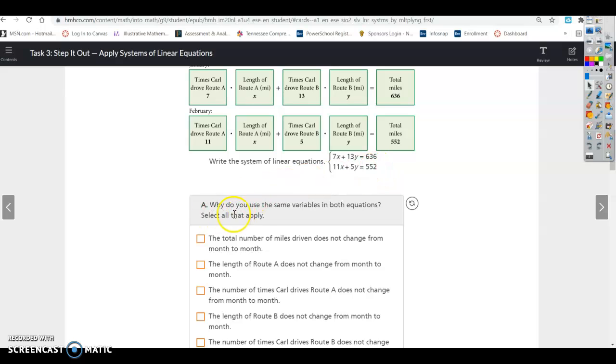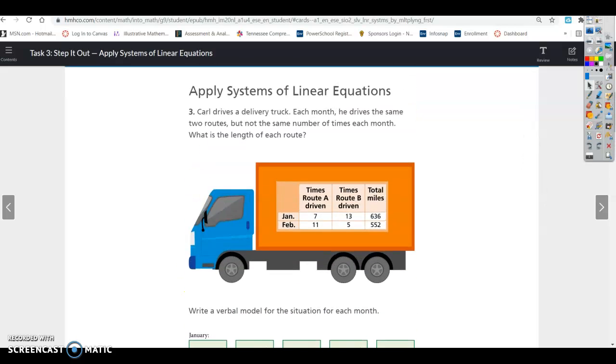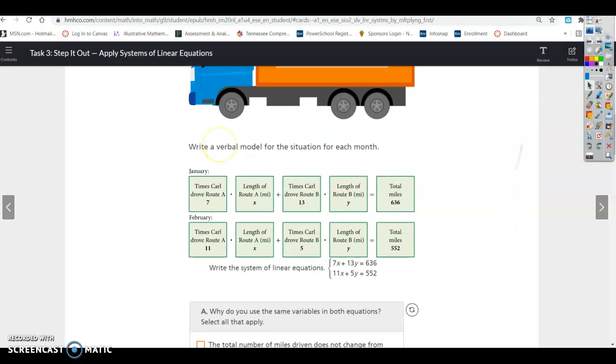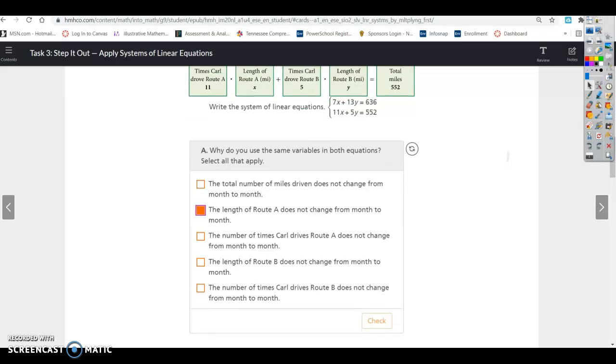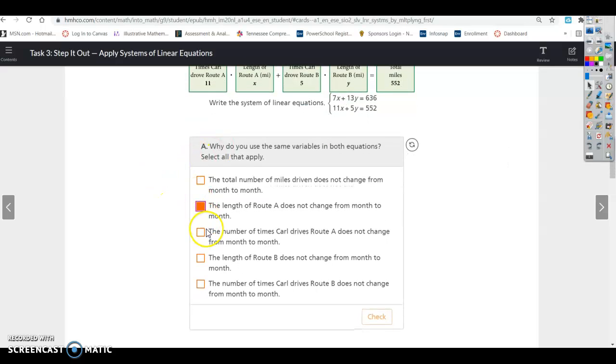Why do you use the same variables in both equations? Select all that apply. All right, so the total number of miles driven does not change from month to month. Well, that's not true because these 2 months, the total number of miles did change. The length of route A does not change from month to month. Okay, so that's true. Up here it does say each month he drives the same 2 routes, but not the same number of times. Okay, so the distance to one place doesn't change. Like if I drive to Walmart and back, that doesn't change the distance unless I go a different way.